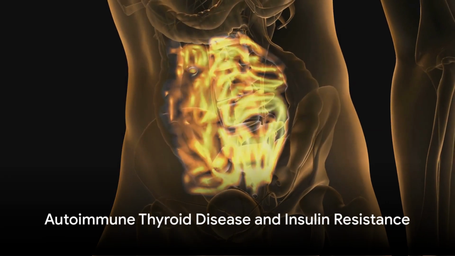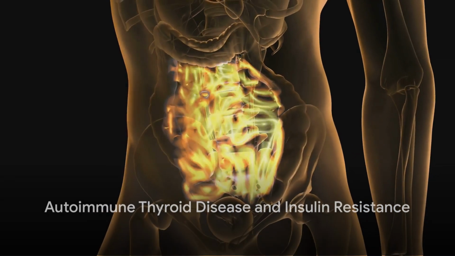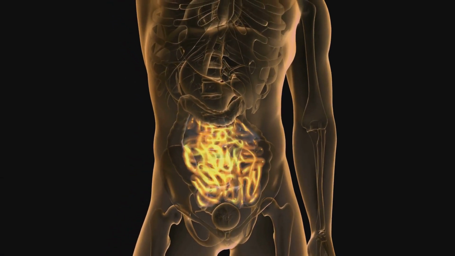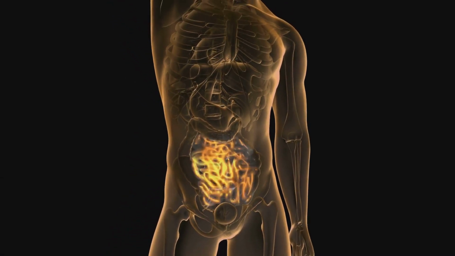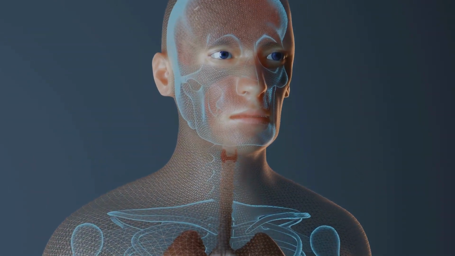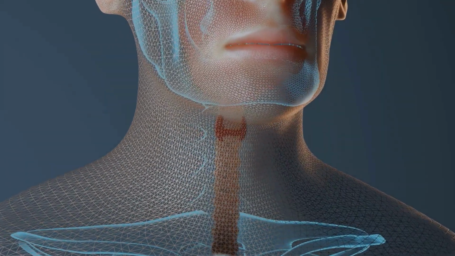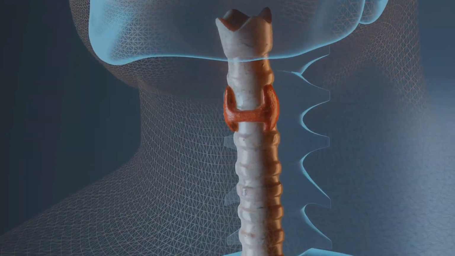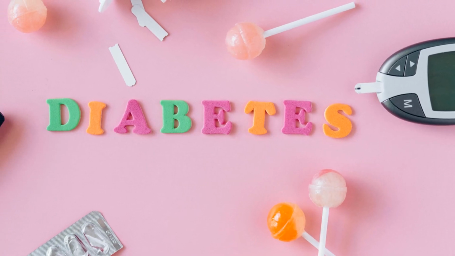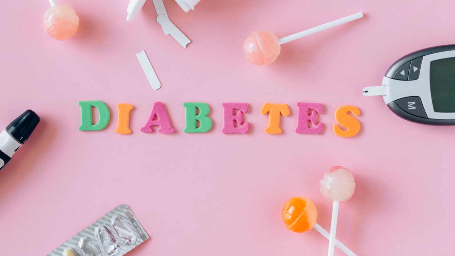It's also important to understand the link between autoimmune thyroid diseases like Hashimoto's thyroiditis and insulin resistance. Autoimmune thyroid diseases are conditions where the immune system mistakenly attacks the thyroid gland, leading to inflammation and impaired thyroid function. Hashimoto's thyroiditis is the most common of these conditions. This immune response can also affect the body's insulin sensitivity.